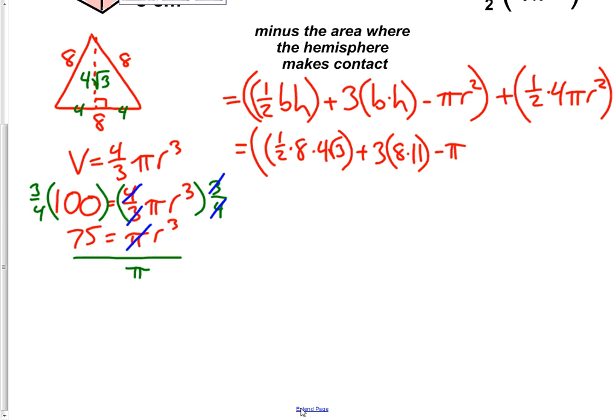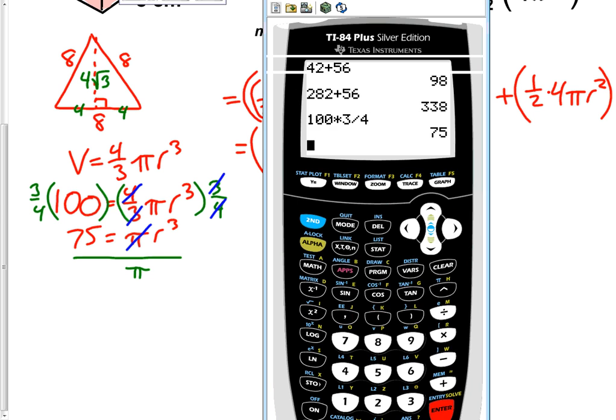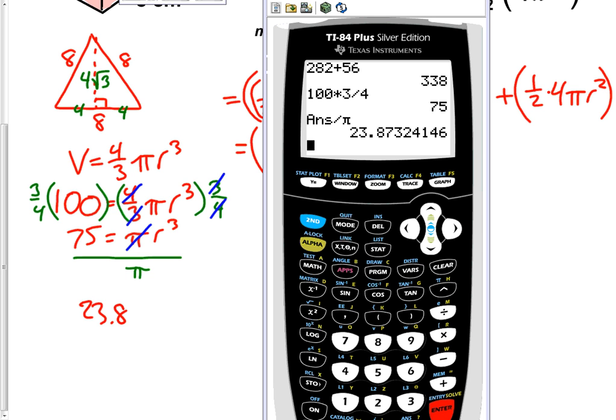Let's see what's going on with the numbers from that. We have 75 divided by pi, so we have a number in the ballpark of 23.87. What we need to do now is get that cube off of our radius. The only thing that can undo something being cubed is the opposite of cubed, and that is cube root. So we're going to take the cube root of both sides. Once again, cube root is a calculation our calculator can help us with. It's in the math menu.